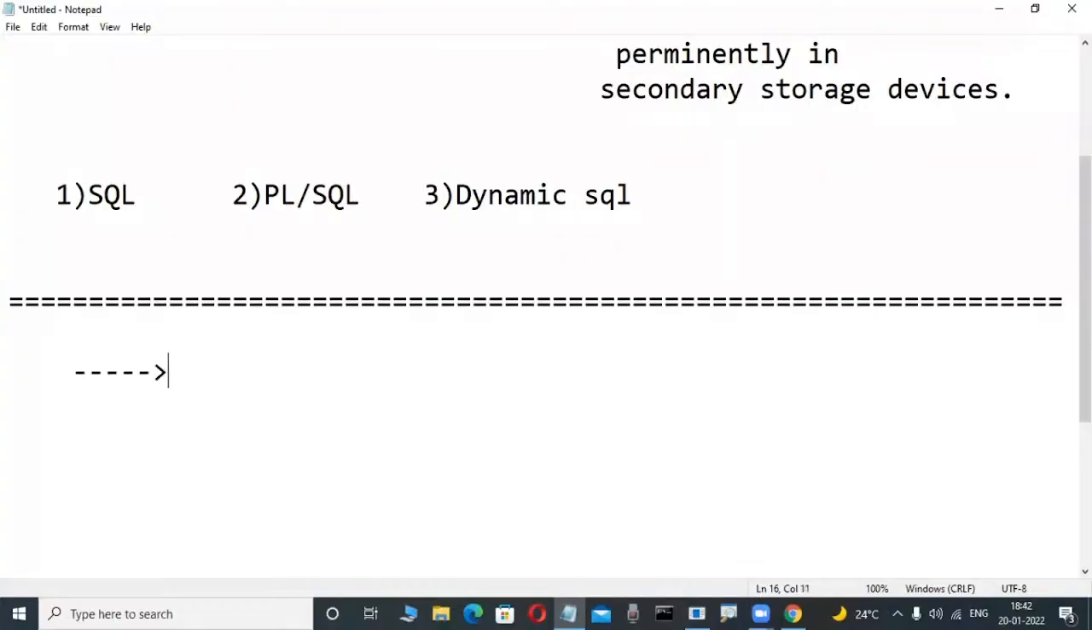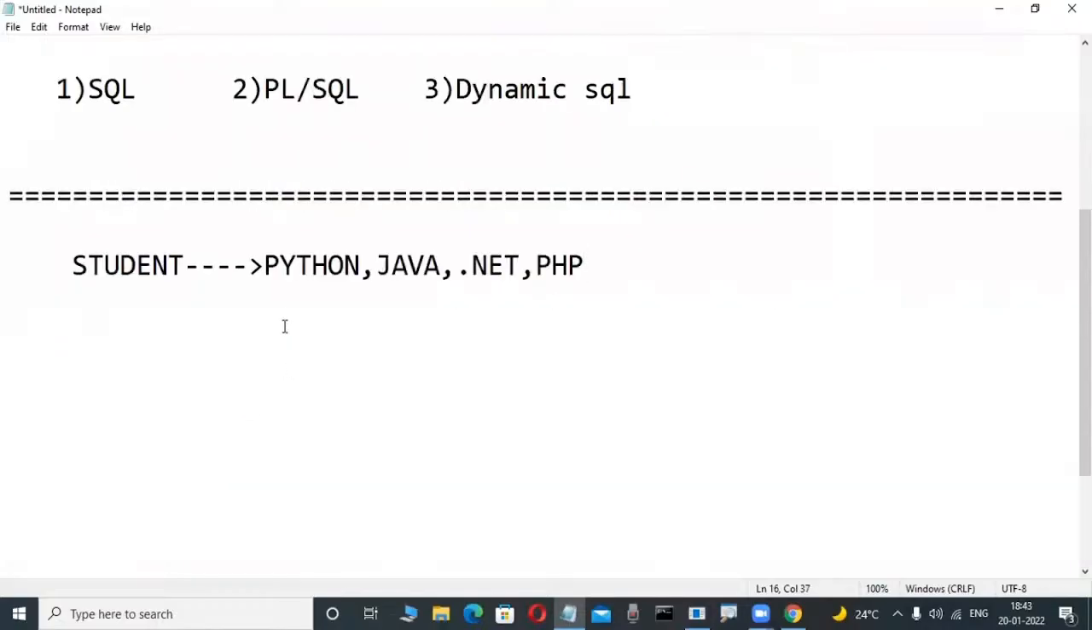First, from the student point of view, I'm telling. Many students I have observed are learning front-end courses. Nowadays they are learning Python, or Java, or .NET, ASP.NET, web-based applications, and PHP. They are learning all these front-end applications. These persons are web-based application programmers.